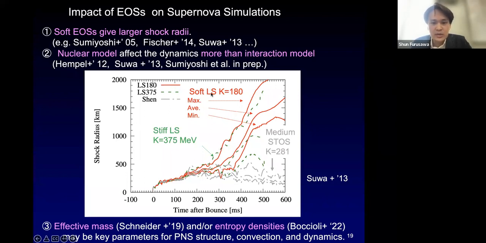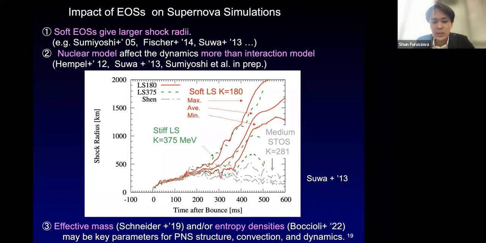And the difference between LS EOS is not so large. But if we change the nuclear model, the results are greatly changed. So STOS does not show the explosion. And some other works show, for example, Matthias Hempel performed a more systematic comparison, and they show the difference arising from nuclear model is larger than the difference arising from nuclear interaction model. So anyway, nuclear model is also important for supernova simulations.